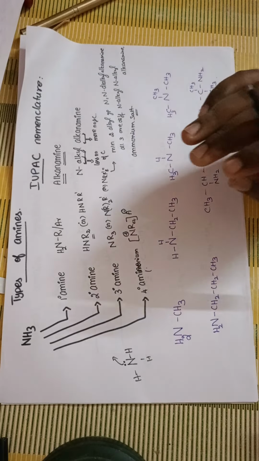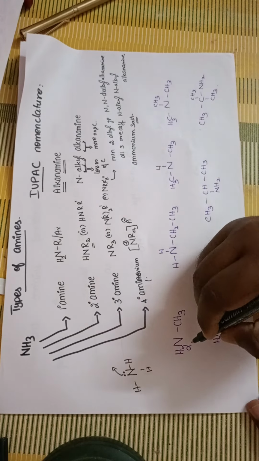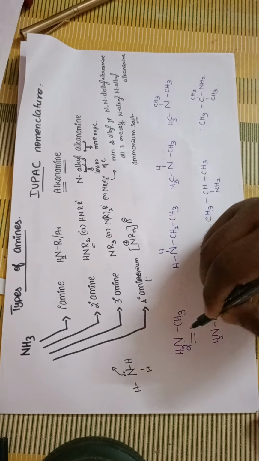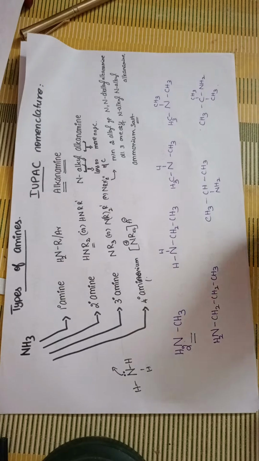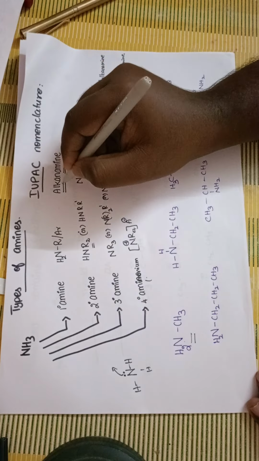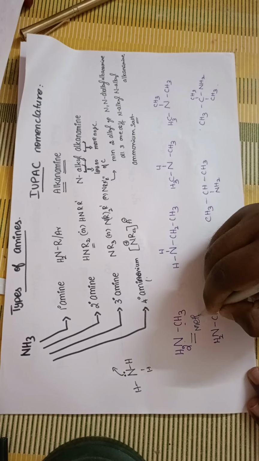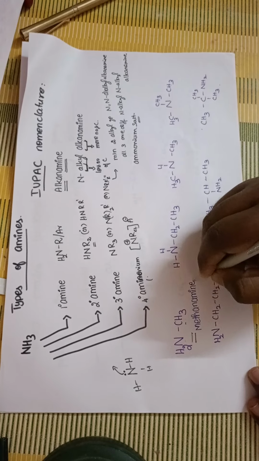To name an amine compound, first we should know which type of amine it is. Here we have an example. First we identify whether it is primary, secondary or tertiary amine. Here nitrogen is bonded with only 1 carbon and has 2 hydrogens, so it is a primary amine. What is the general format? Alkanamine, and here we have only 1 carbon. So 1 carbon means methanamine. This is the IUPAC name.